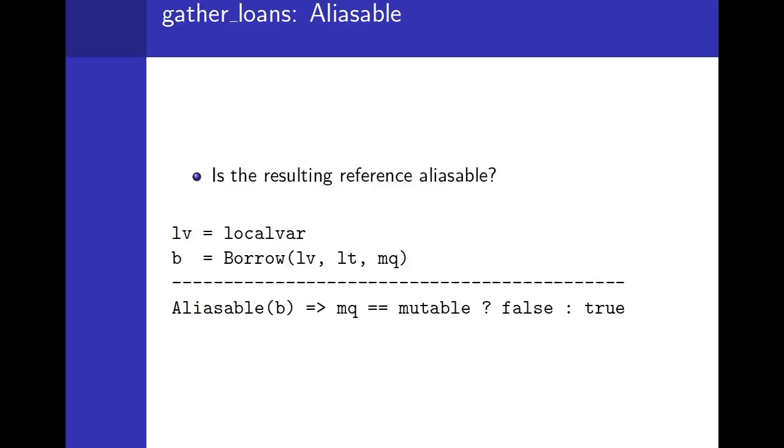The aliasable rule says whether or not the reference created by a borrow is aliasable. A reference should only be aliasable when the reference is immutable. Mutable references should not be allowed to be aliased. This information is then compared with the aliasability of the borrowed location value, and if the two are compatible, then the borrow is legal.